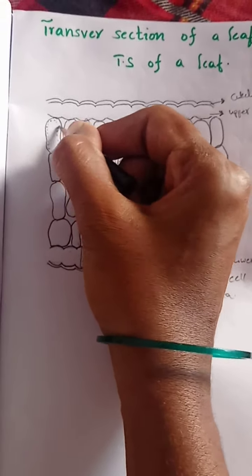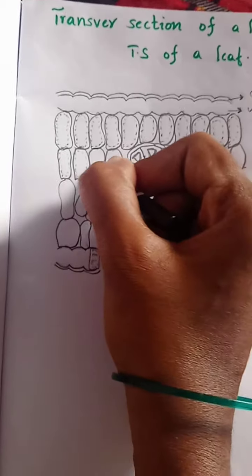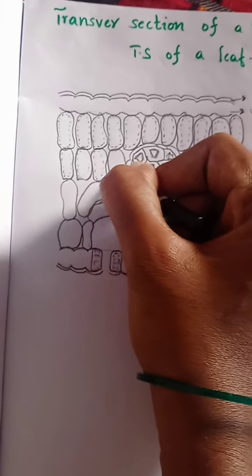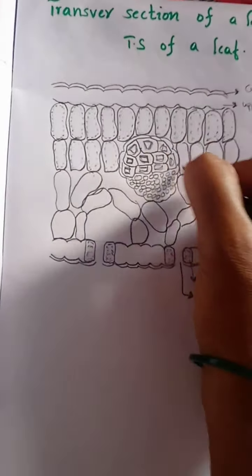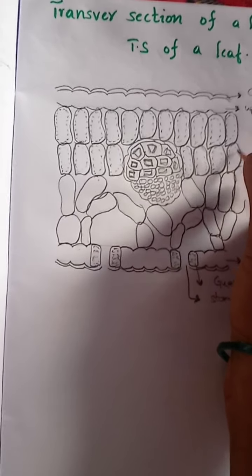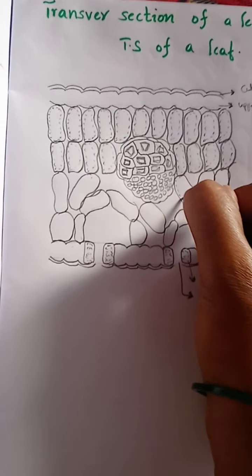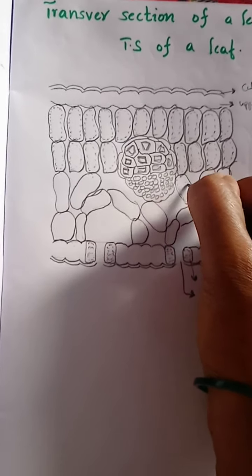Don't forget that if in the exam they are giving TS of a leaf, that is nothing but transverse section of a leaf. Most of the children make the mistake, they don't know what the meaning of TS is. They know only this diagram, but what is the meaning of transverse section? They think that it's a different diagram. So TS or transverse section of a leaf, both are the same. Don't get confused over there.